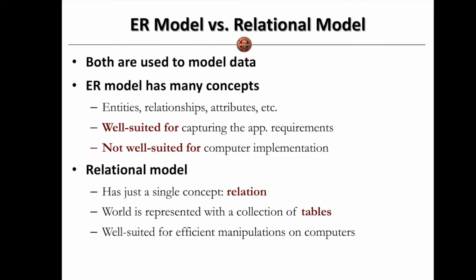Each relation will be represented as one table. In other words, for each relation, we can define a table for storing the data we have. The world will be represented with a collection of tables because we will have multiple relations based on our ER diagram. Each one corresponds to one relation. And compared with the ER diagram, these tables are very easy to store in our computers, right? We just allocate a memory space and store the tables in our computers. So it is suitable for efficient manipulation on our computers.